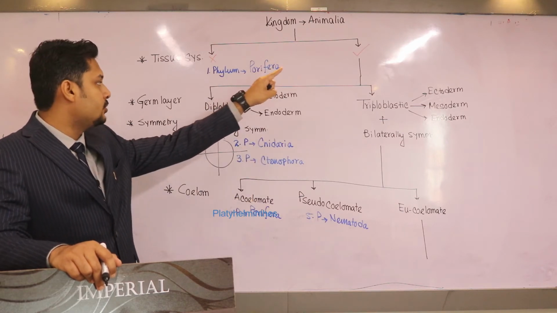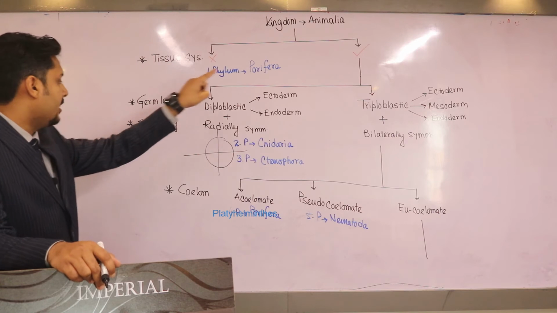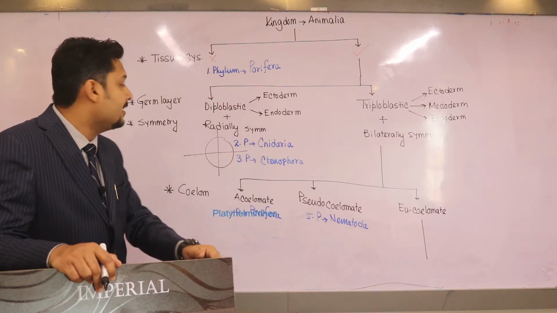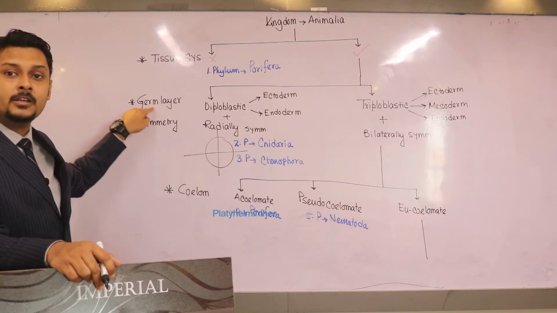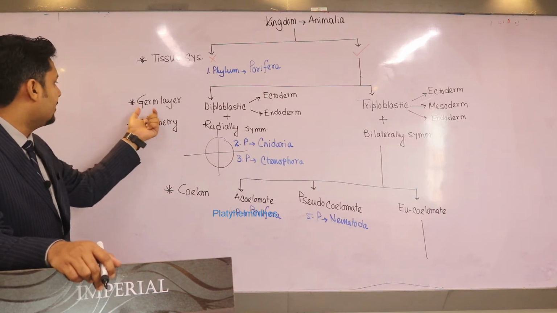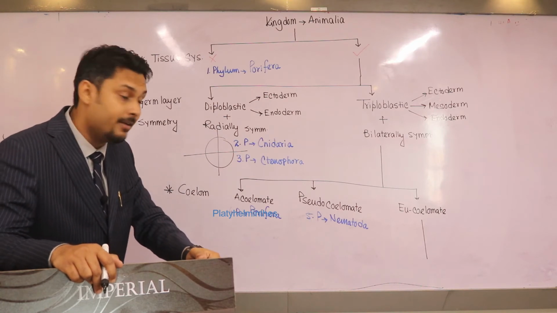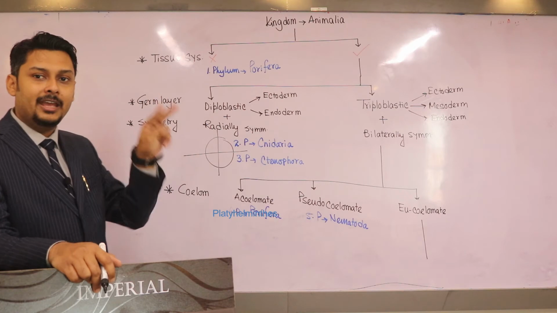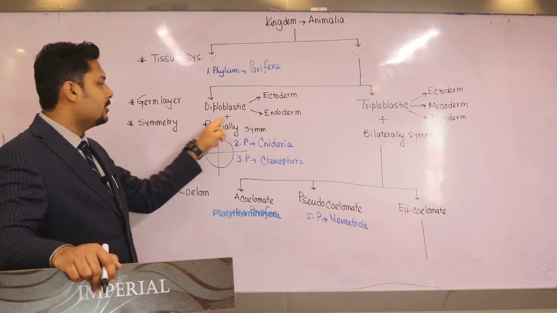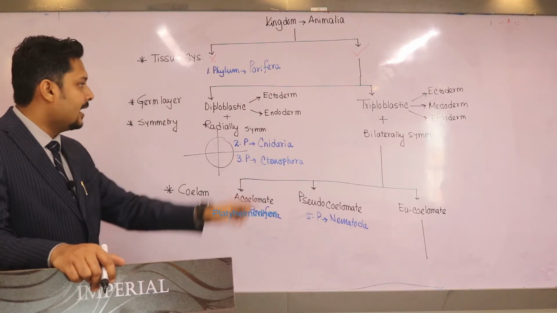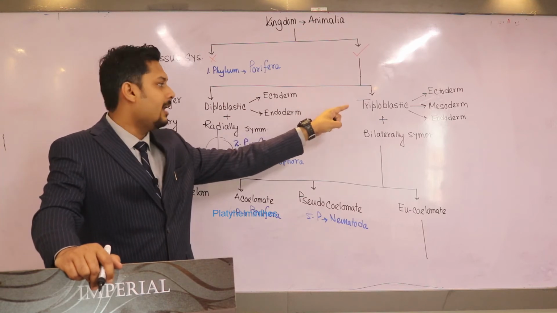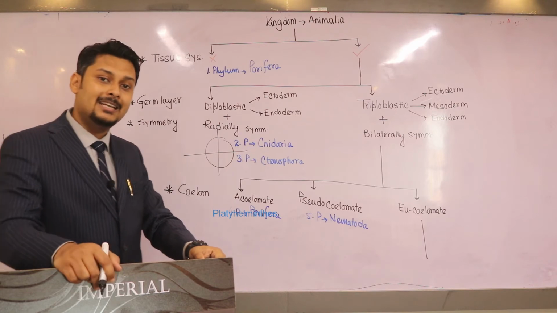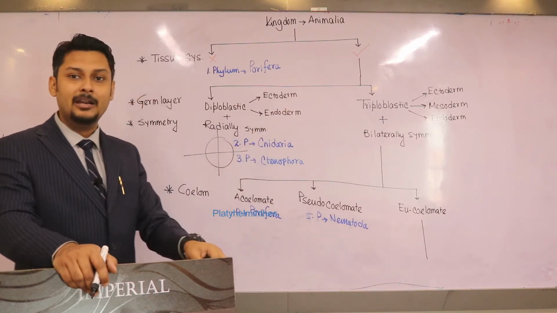Those that have the tissue system are further classified on the basis of germ layer. I already told you that germ layer means embryonic layer. You can write that down. Some groups of organisms have two layers, ectoderm and endoderm, so they are called diploblastic. Others are called triploblastic because they have ectoderm, mesoderm and endoderm. Mesoderm is the middle portion.